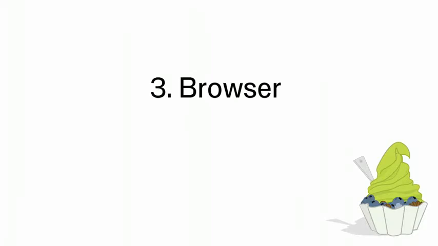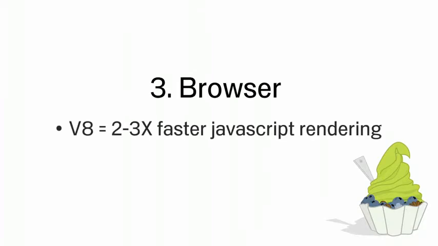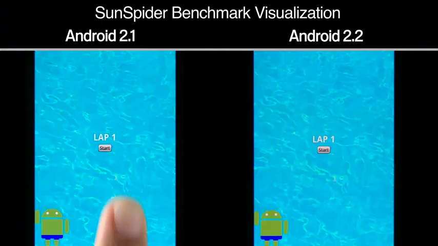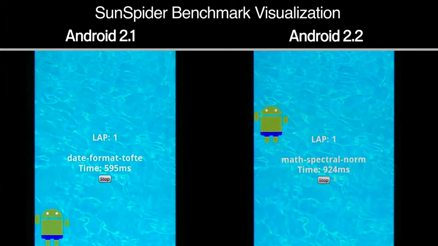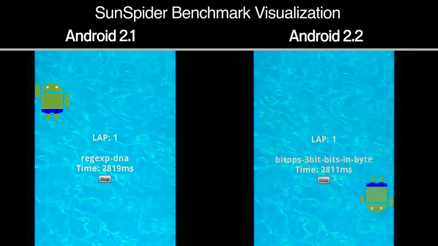We're continuing to make the browser better and faster. Android 2.2 introduces the V8 JavaScript engine, which provides a 2-3x improvement in JavaScript rendering times compared to Android 2.1. You can see the difference in these side-by-side visualizations of the respective SunSpider JavaScript benchmarking test results.